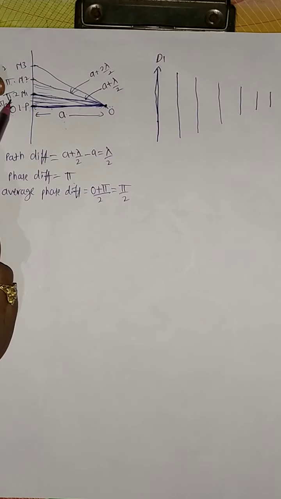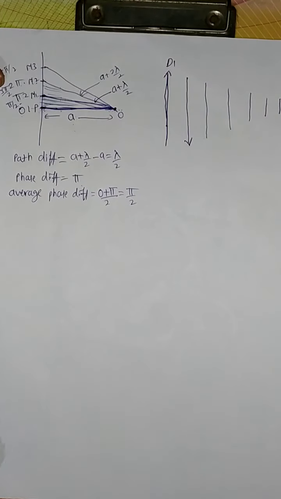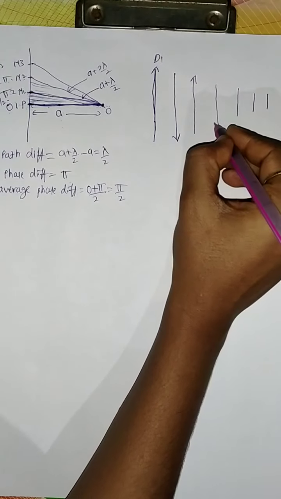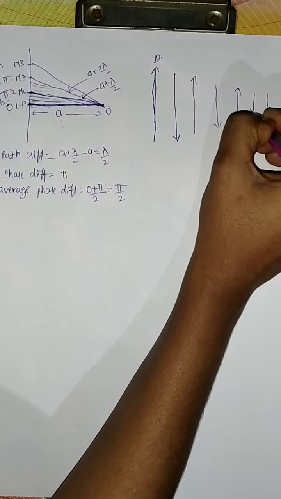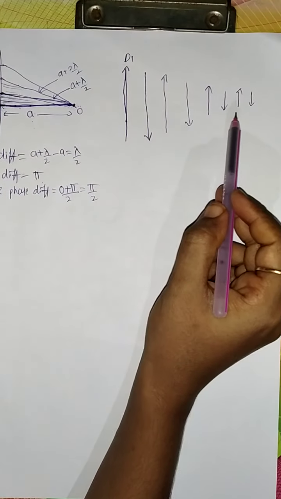Then the second ray shows the phase difference as pi. Already we calculated how it will be pi. So when it is pi, then the amplitude due to the second zone will be what? Negative. So we will show it like this. And again the third ray will be positive, the fourth negative, positive, negative, positive, negative, like that it will be happening. Understood? See, two things you must know.